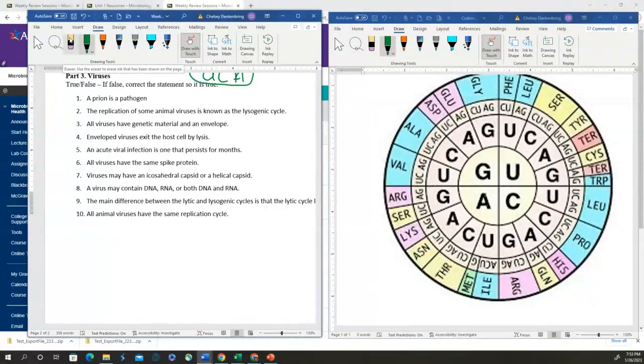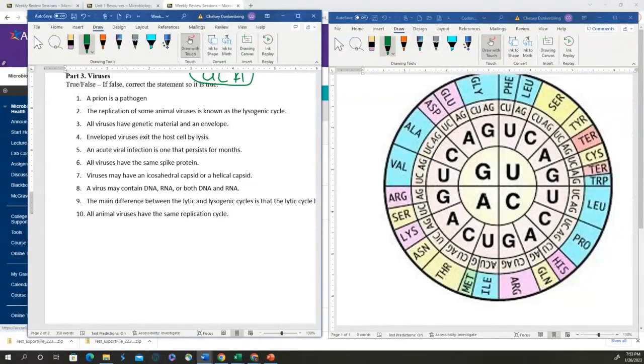So remember, what is a pathogen? It's something that causes disease. So can a prion cause a disease and make you sick? It can. So this is going to be a true statement. All right. So remember, other pathogens are going to be all the types of microbes, right? A virus is a pathogen, a bacteria could be a pathogen, a helminth is a pathogen. So all the microbes that we're going to talk about can be pathogens.